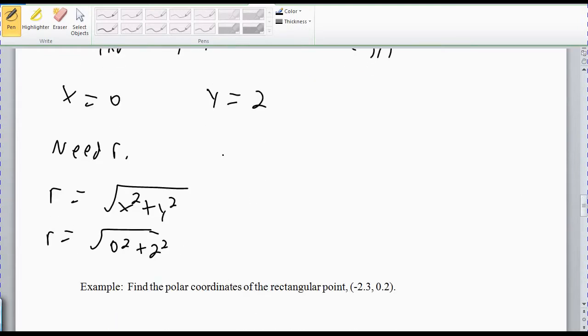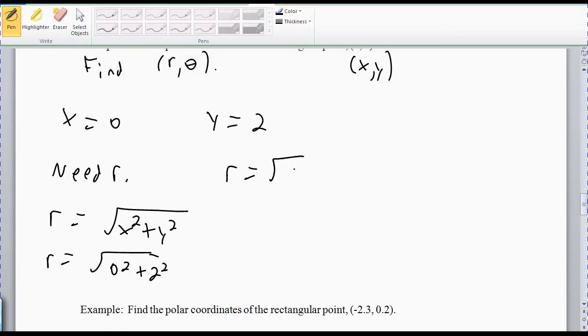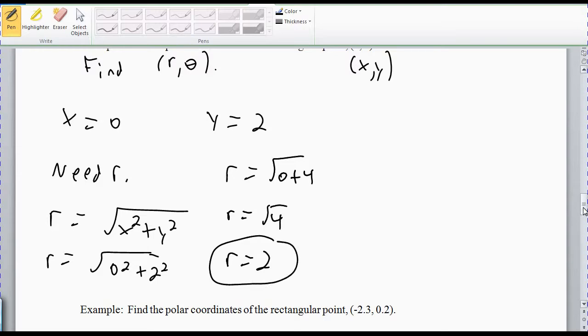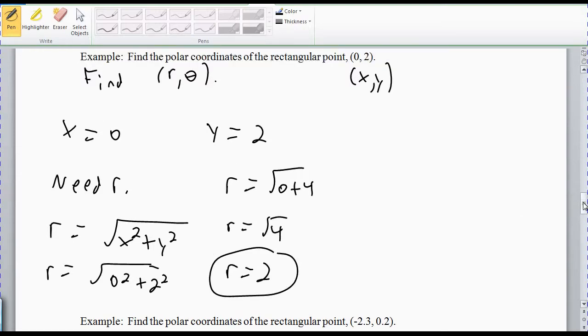Let's just go up here. So we have r equals the square root of 0 plus 4, which means r is equal to the square root of 4. R equals 2. So we have r. Now we need theta.